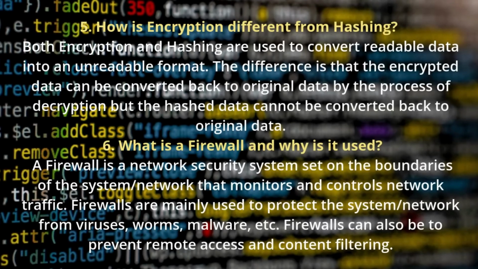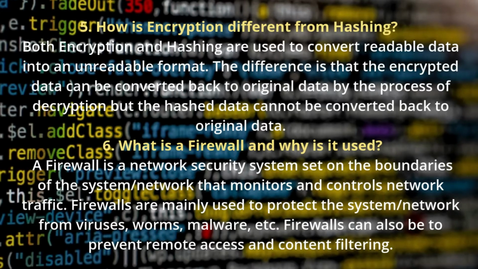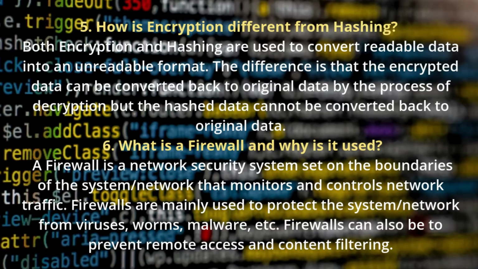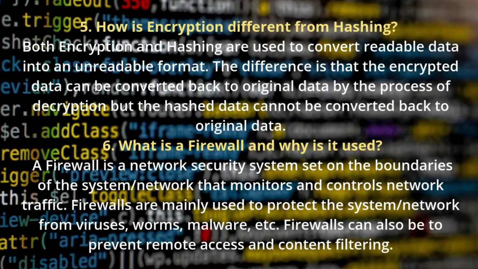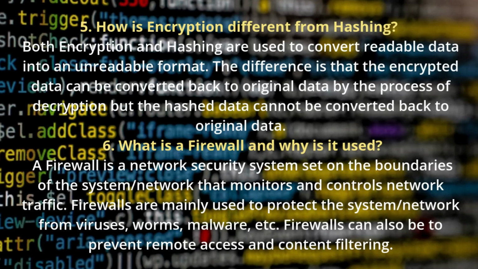5. How is encryption different from hashing? Both encryption and hashing are used to convert readable data into an unreadable format. The difference is that the encrypted data can be converted back to the original data by the process of decryption, but the hashed data cannot be converted back to the original data.